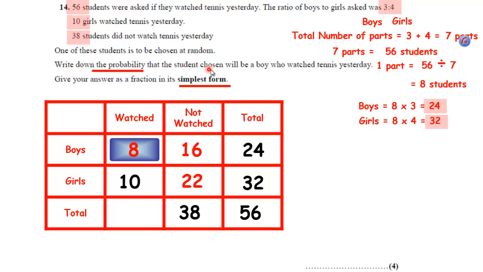Write down the probability that the student chosen will be a boy who watched tennis. So 8 boys watched tennis. Out of all together, they're 56. So as a probability, I could write it as 8 over 56. But in addition, the question says write the fraction in its simplest form. So what numbers could go into 8 and 56? Well, 8 can go into 8 once. 8 into 56 is 7. 7 lots of 8 make 56. So 8 goes into 56 7 times. So 1/7 is my answer in its simplest form.